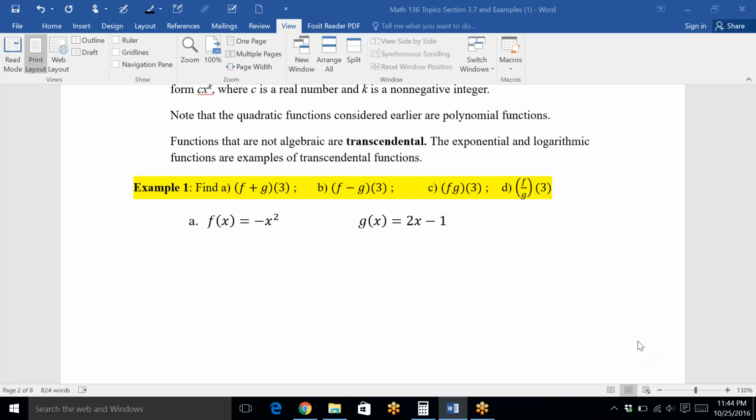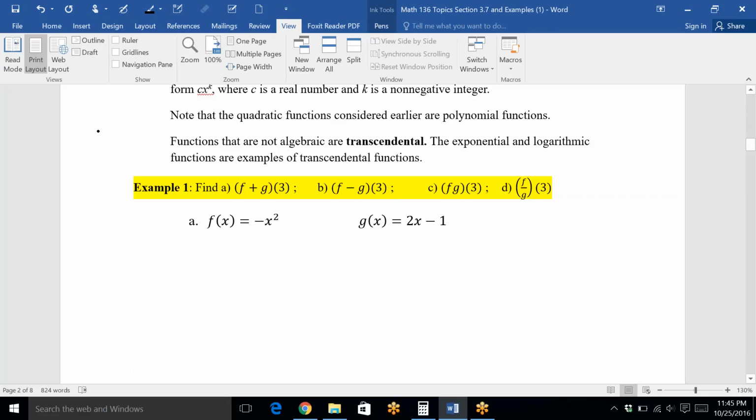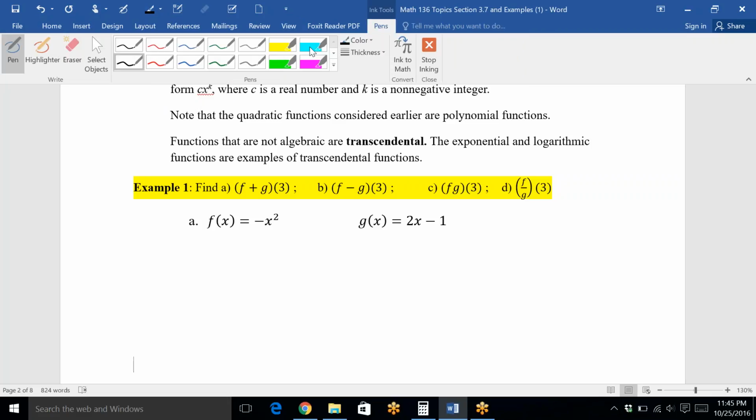Okay, this is the 3.7 extra example video. So we're doing operations of functions. I'm going to do one or two of the addition, subtraction, actually just one, and multiplication and division. And then we'll work on some more composition functions.